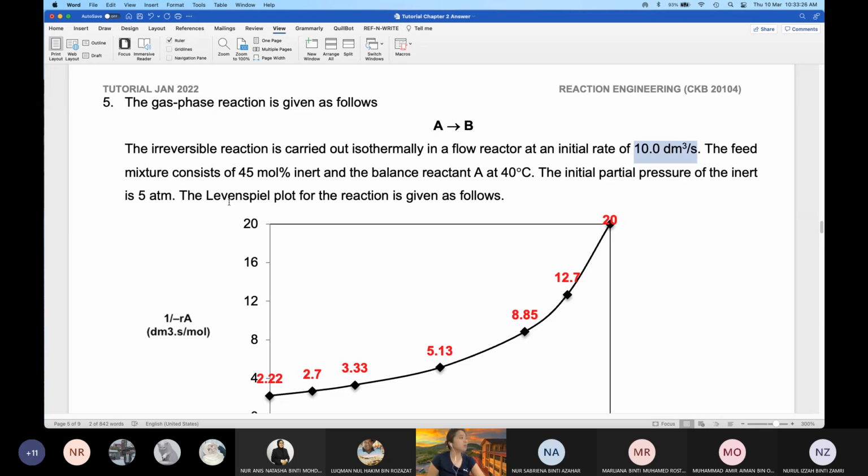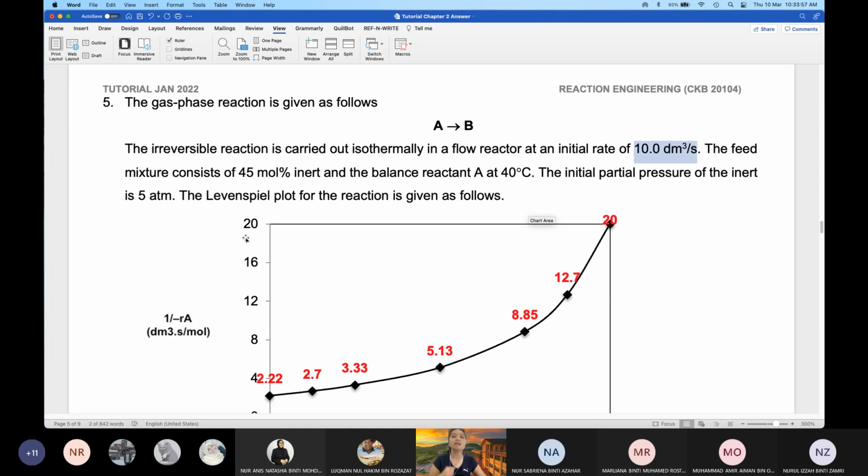Sebab kamu tengok dalam soalan, tak ada pun sebarang nilai dalam bentuk mole per volume. Sebab concentration mesti mole per volume. There was nothing in the question in the form of mole per volume. However, kamu ingat pula, sebab tu dia kata soalan engineering, dia ada step where you have to actually think from step to step. Dia tak beritahu kamu directly kamu kena cari FA naught. Tapi kamu kena fikir how to actually solve it.